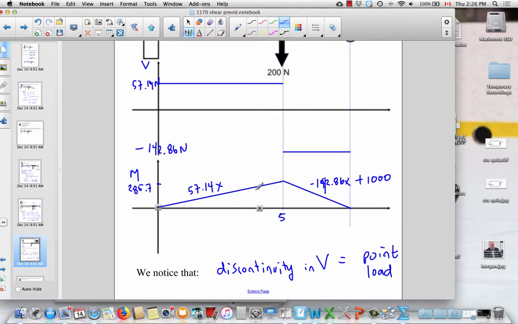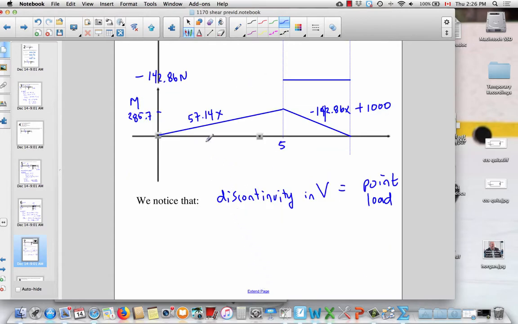We also notice something else. Like if you look at this graph of the bending moment, notice the 57.14 value and the minus 142 value. And then we remember a little bit of our calculus. We can express that in a really easy way. It looks like the derivative, or the rate of change of the bending moment, is exactly the shear force.